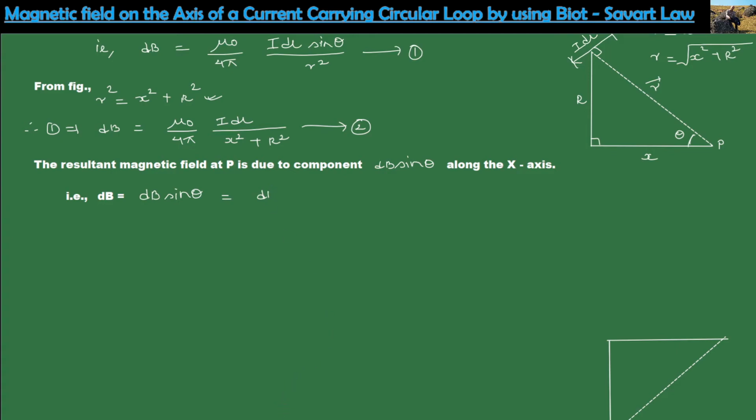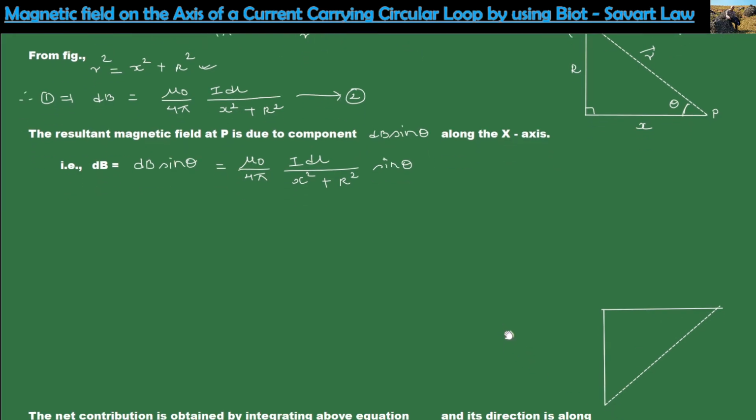What is the value of dB? The value of dB, which we have solved from equation 2, we substitute over here. This will give you mu naught divided by 4 pi, I dl, from equation 2, that means divided by x square plus r square, into sine of theta.